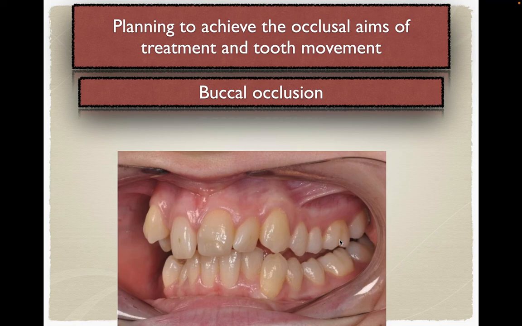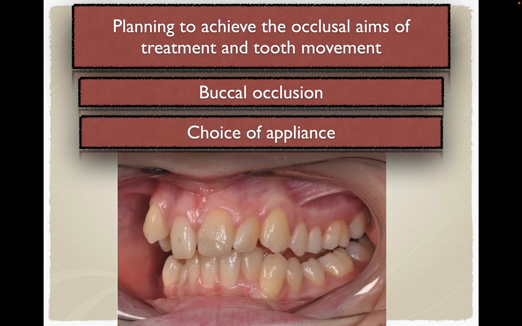Once we are done with this planning, we move to the appliance design. So we know that we have either fixed, removable, or functional. And with the fixed appliance, now we have different prescriptions. The most common of them at the moment is MBT and Roth. So in this case, for example, am I going to go for Roth or MBT?